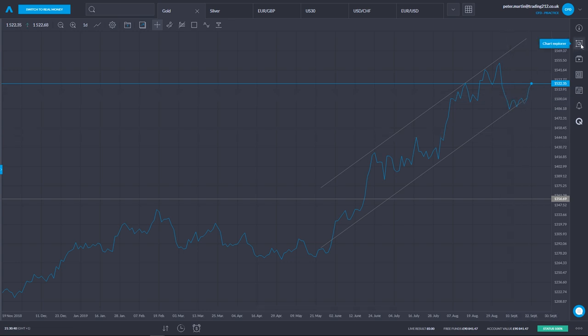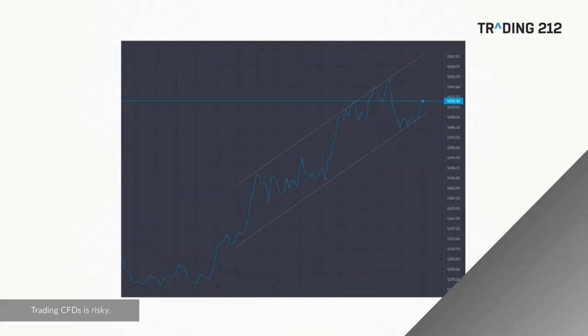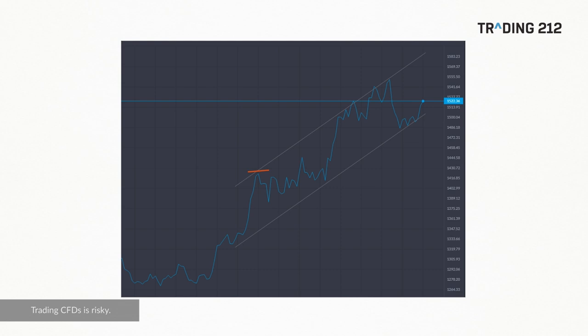If we click on Chart Explorer here, I can actually get rid of the one I've just done and turn on one that I did earlier to try and describe that ascending channel. So that does do a fairly decent job of describing where we're seeing resistance at the upper end of the ascending channel and support at the lower end of the channel with those troughs. And so you could use that to extrapolate forward and use it as some kind of guide to inform your trading decisions about where you might expect to see resistance or possibly to see support going forward.